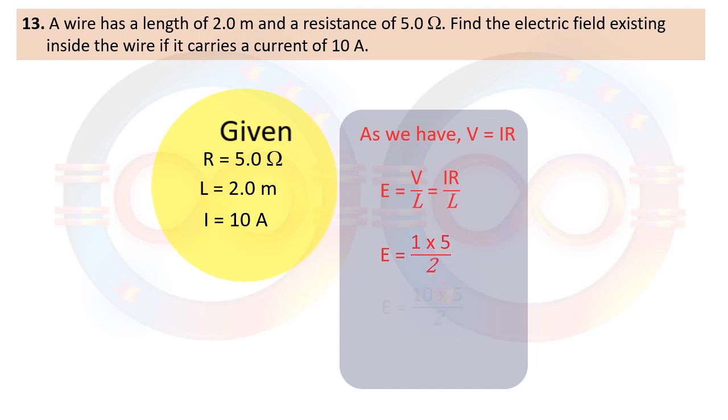Like I, the value is 10, R is 5, L is equal to 2, so it is 50 upon 2, it is nothing but 25 volt per meter. So value of E after putting I 10, L 2, R 5, we are getting it as 25 volt per meter.